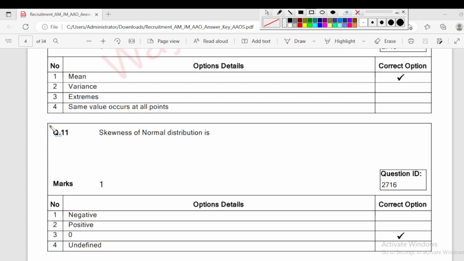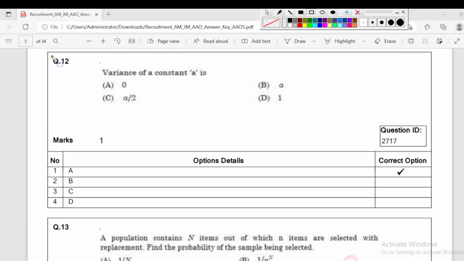Question number 11. Skewness of normal distribution is option 1 negative, option 2 positive, option 3 0, and option 4 undefined. Option 3 is correct, 0. Question number 12. Variance of a constant A is option A 0, option B A, option C A by 2, option D 1. Option A is correct, 0.